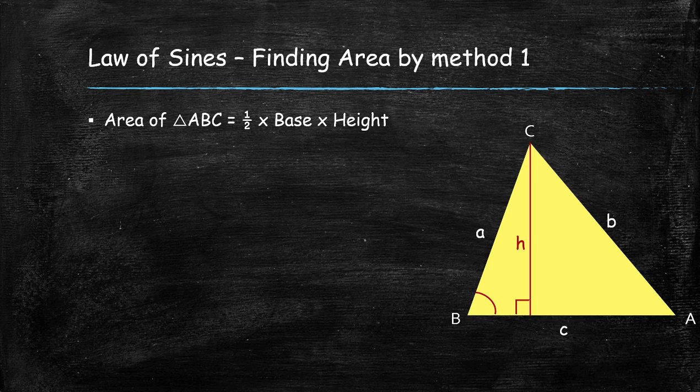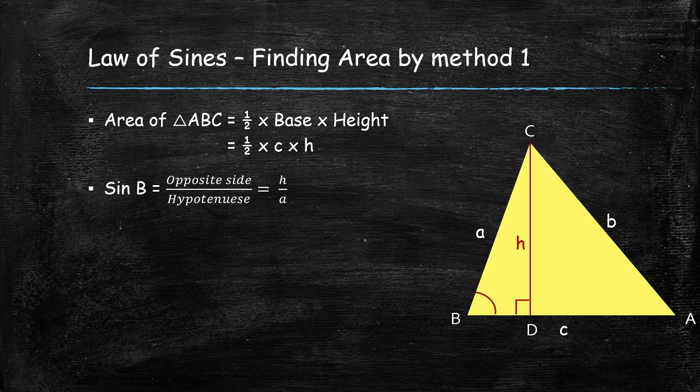So area of triangle ABC is half into base into height, half into C into H. The side C, BA, is the base and H is the height. The point D is the end of the perpendicular. Now sine B, as you can see, angle B, sine B is equal to opposite side by the hypotenuse. The opposite side is the height of the triangle, which is H, and the hypotenuse is A.